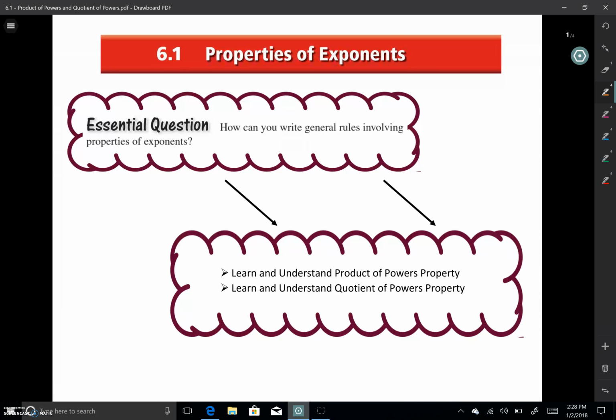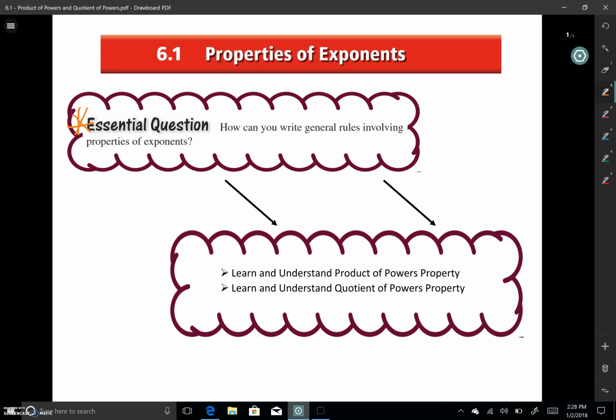Welcome everybody to the 6.1 video, Properties of Exponents. My essential question for today's video, which is actually going to be the same essential question for the next few videos, is right here: how can you write general rules involving properties of exponents?